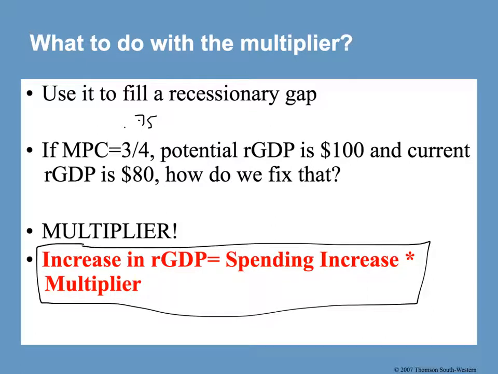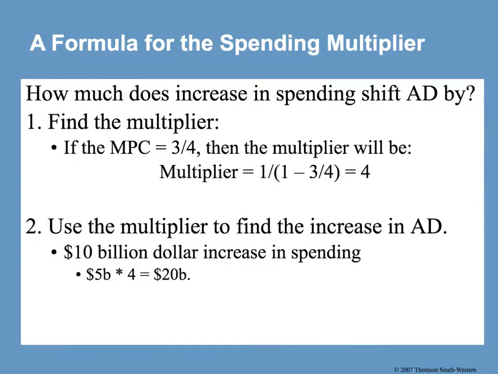What we need to do is increase real GDP by $20 in this case. So it's equal to, well, how much do we have to increase spending by? What's government going to increase spending by? Times the multiplier, which we're going to use this number MPC to figure out. And so how much does increase in spending shift AD by? So when you find the multiplier, it's 1 over 1 minus 3/4, or 1 over 1/4, which would be 4. And use the multiplier to find the increase in AD.